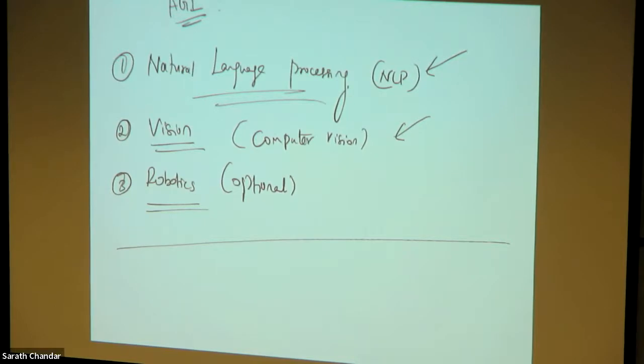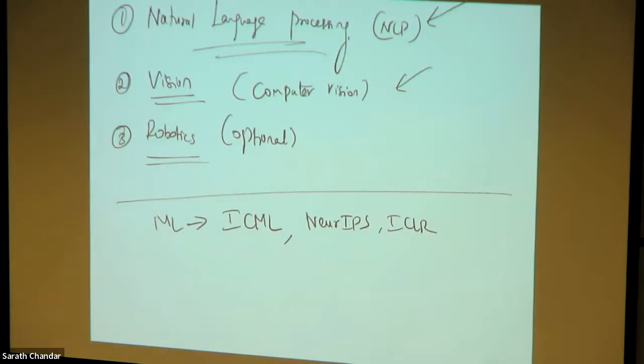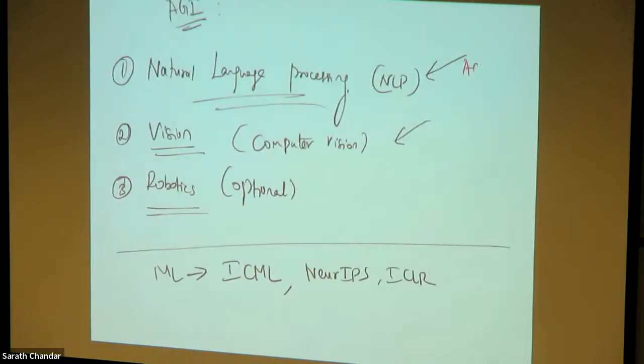Okay, so in general for machine learning, you should look at conferences like ICML, International Conference on Machine Learning, NeurIPS, which stands for Neural Information Processing Systems, ICLR, which stands for International Conference on Learning Representations. Similarly for NLP, you have ACL, NAACL, EMNLP, and a bunch of others.